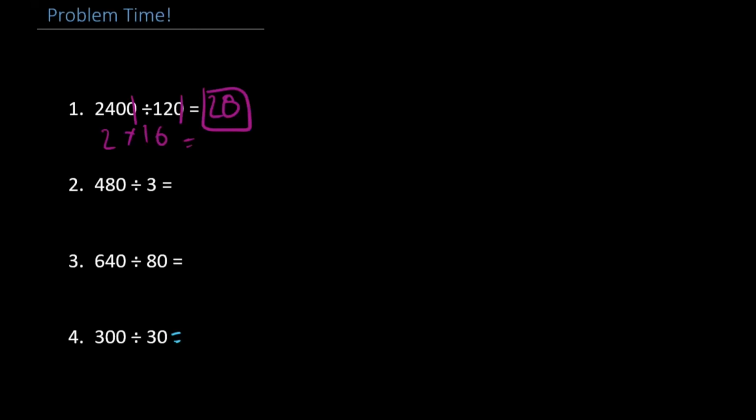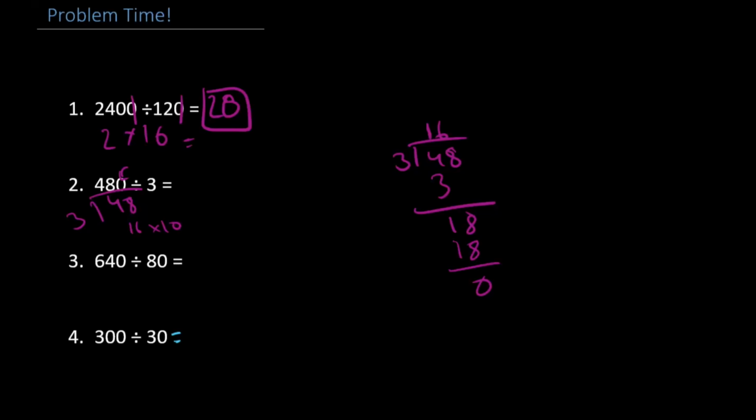Now, the second question says 480 divided by 3. So I'm going to do 48 divided by 3. So I'm just going to do it over here. So we have no remainder and the answer is 16. Now you do 16 times 10 because we still have the 0 left. So 16 times 10 is 160. That should be our answer for the second question.